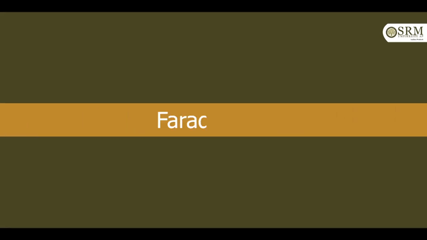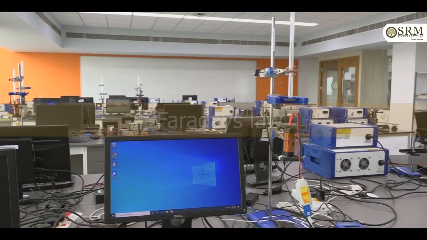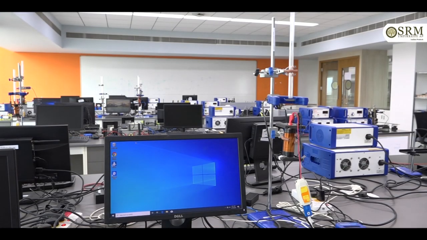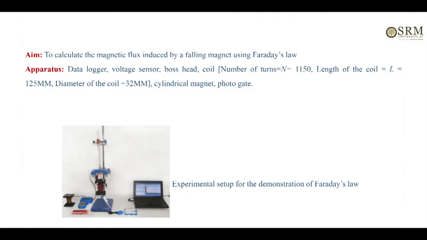Hi everyone, today we are discussing the verification of Faraday's law. Faraday's law means a time-varying magnetic field produces an electric field. So, from Faraday's law, here you have to determine the magnetic flux induced by a falling magnet as a function of the velocity of the magnet using induced EMF.